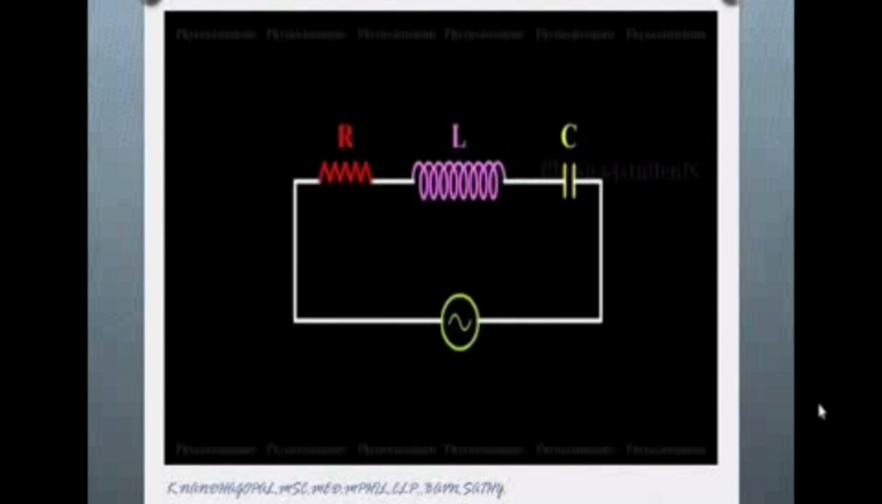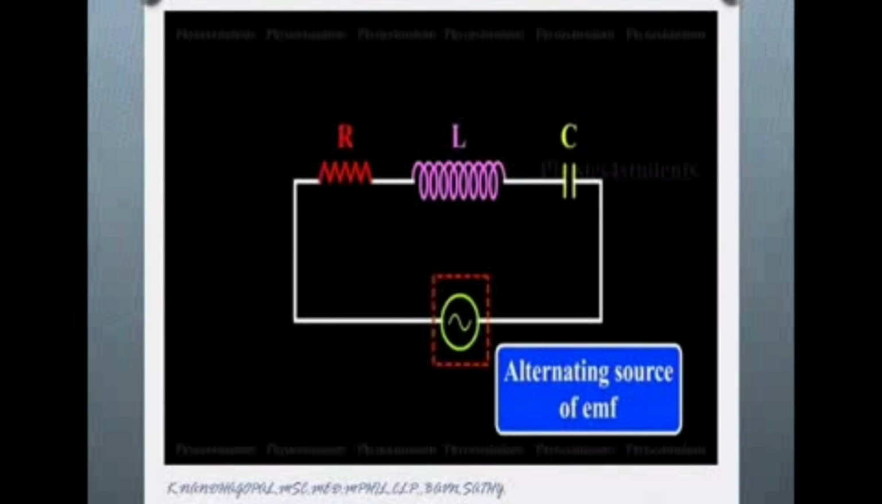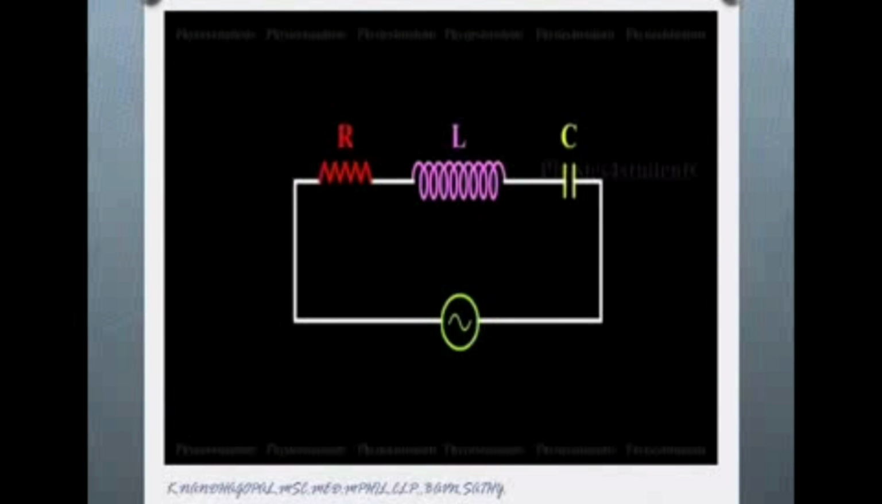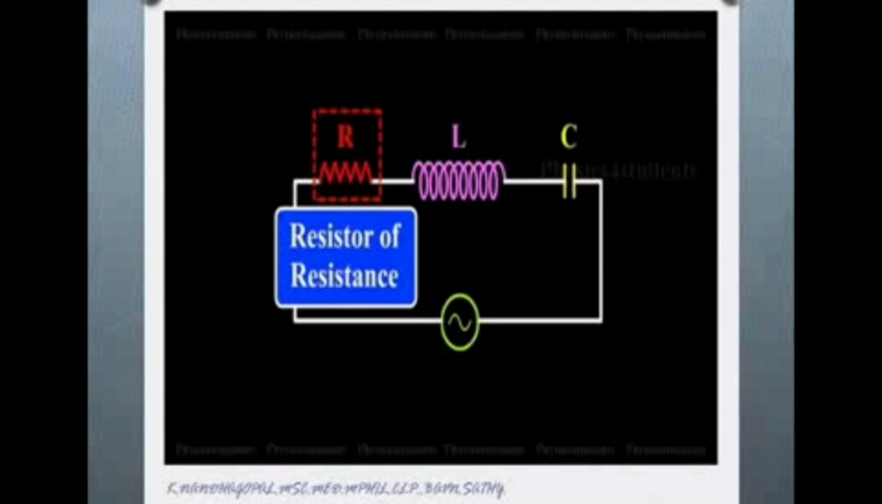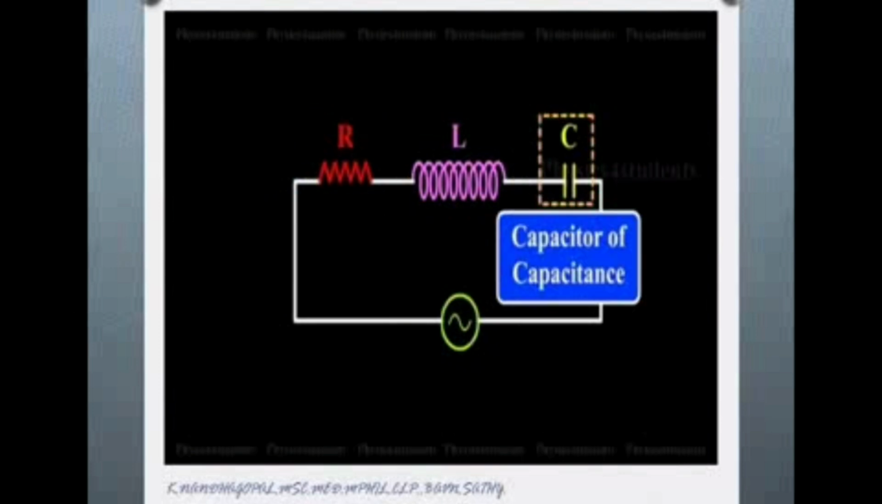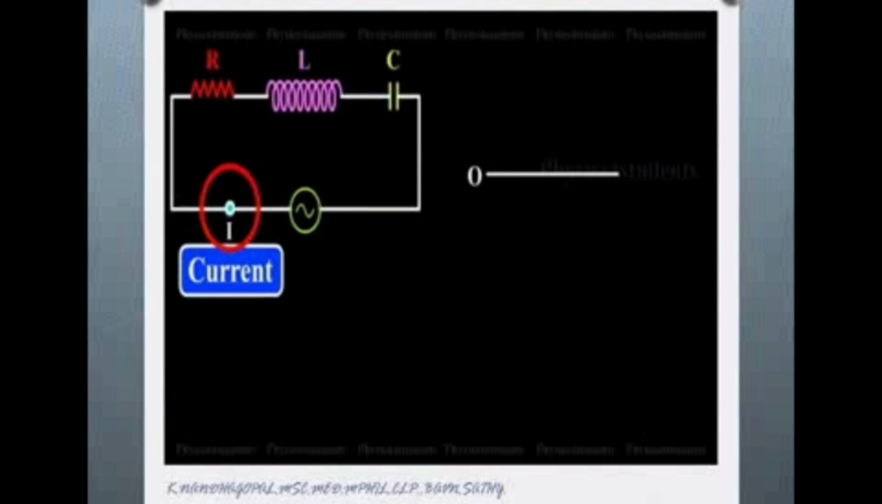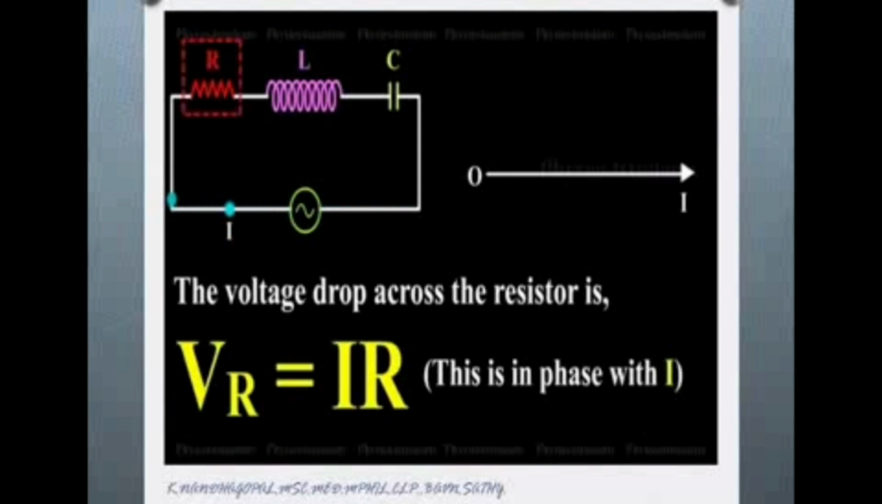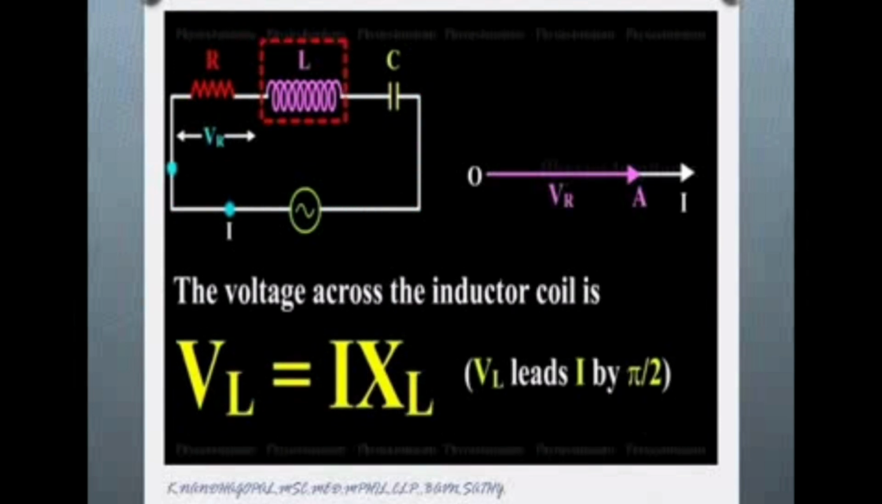So see that, now that AC circuit, an alternating source of EMF, we are connecting the resistance of the circuit and inductance, next the capacitance of a capacitor. So all the three components are connected. Current I is flowing through the circuit. According to Ohm's law, V is equal to IR. So resistance connected means current and voltage are in the same phase.